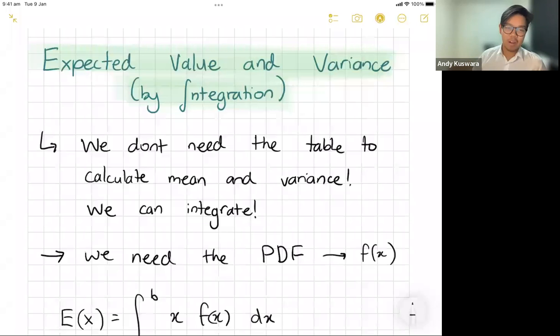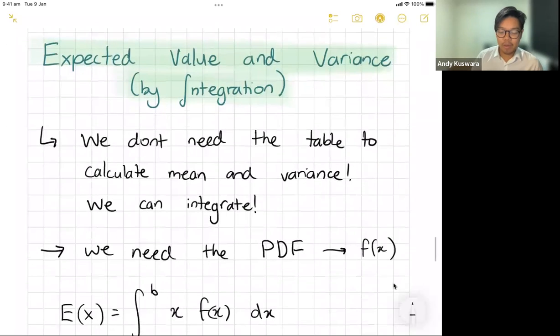All right, here we go. We're continuing on with probability distribution. And we're going to look at another way to find expected value and variance, and it's going to be by integration. Look at the way I did that integration. Very clever, very smart. Well done, me.